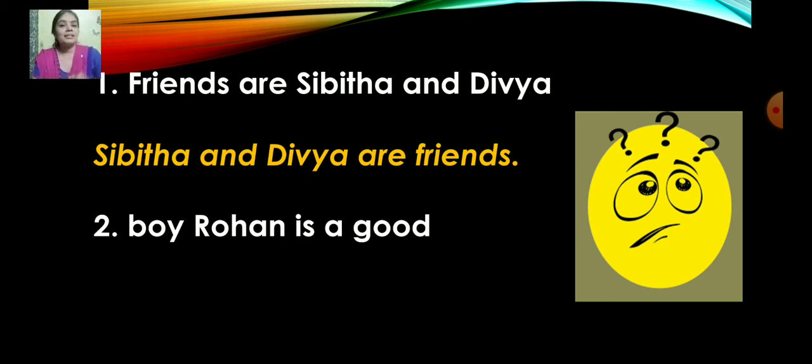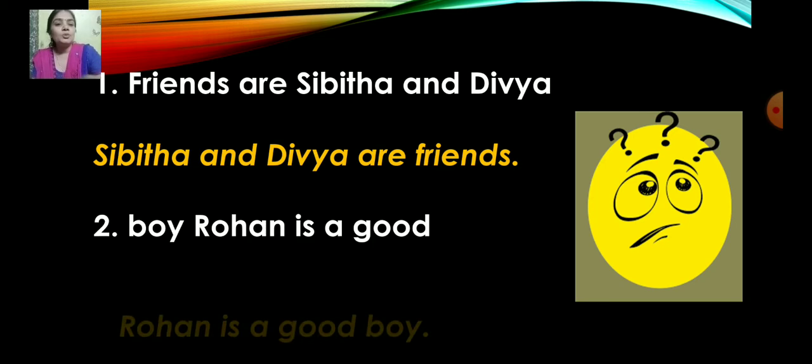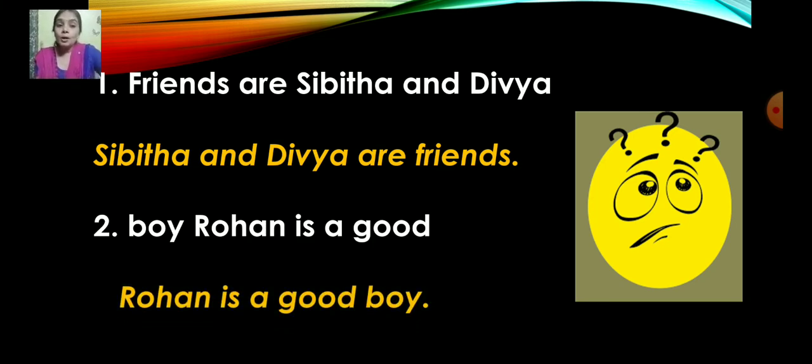Understood? Yes. Now, the next one is: Rohan is a good boy. Is it a correct sentence? Are the words making sense? Yes, they are making sense and they are grammatically correct. So, when a group of words is arranged properly and makes a sensible sentence, it is correct.